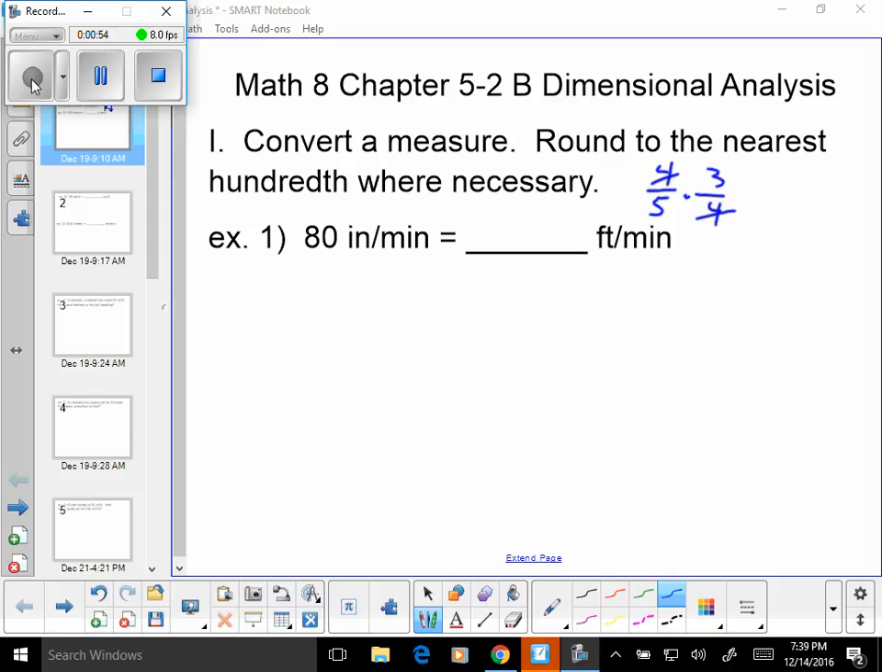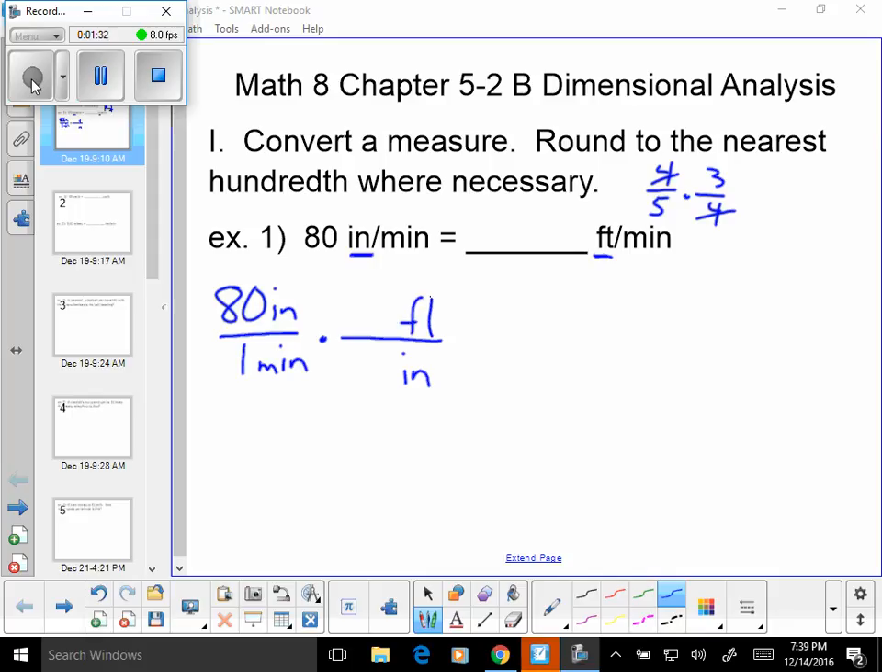We look at where we're going to start. We are going to start with 80 inches in 1 minute. Now, we need to look at where we want to end up. Notice that from inches, we want to get to feet. So I always tell students, start with that top quantity, 80 inches. If inches is in the top of this first fraction or first ratio, then I need to put it in the bottom.